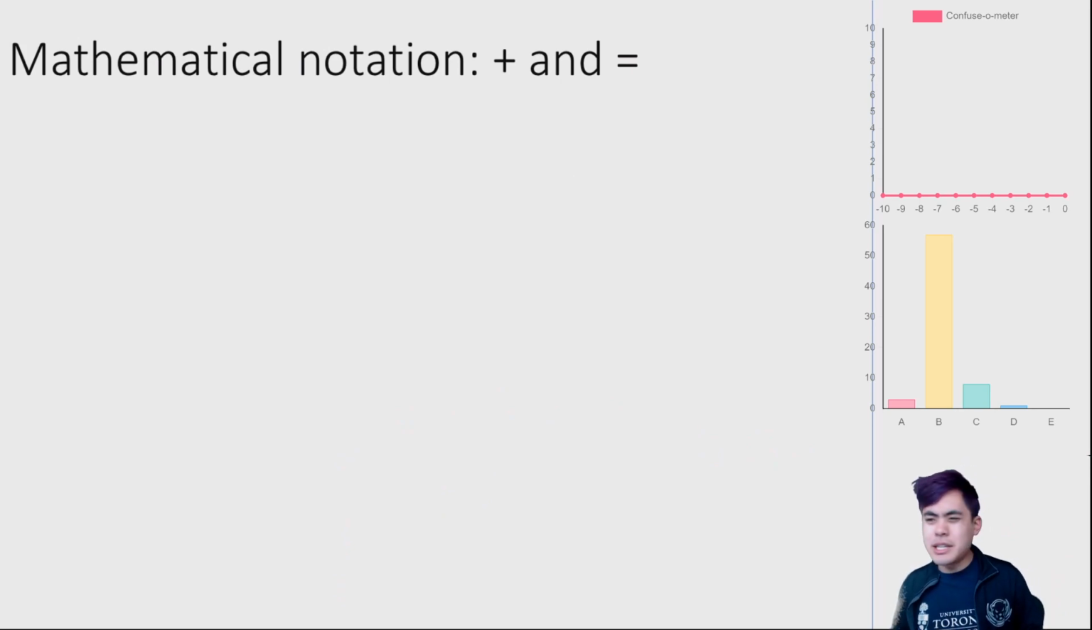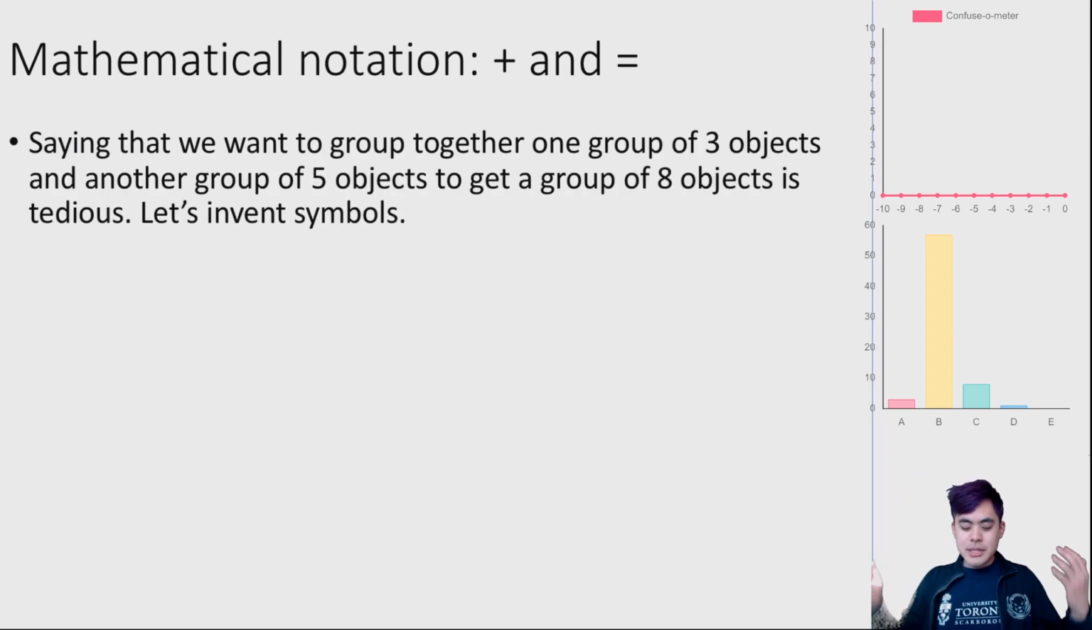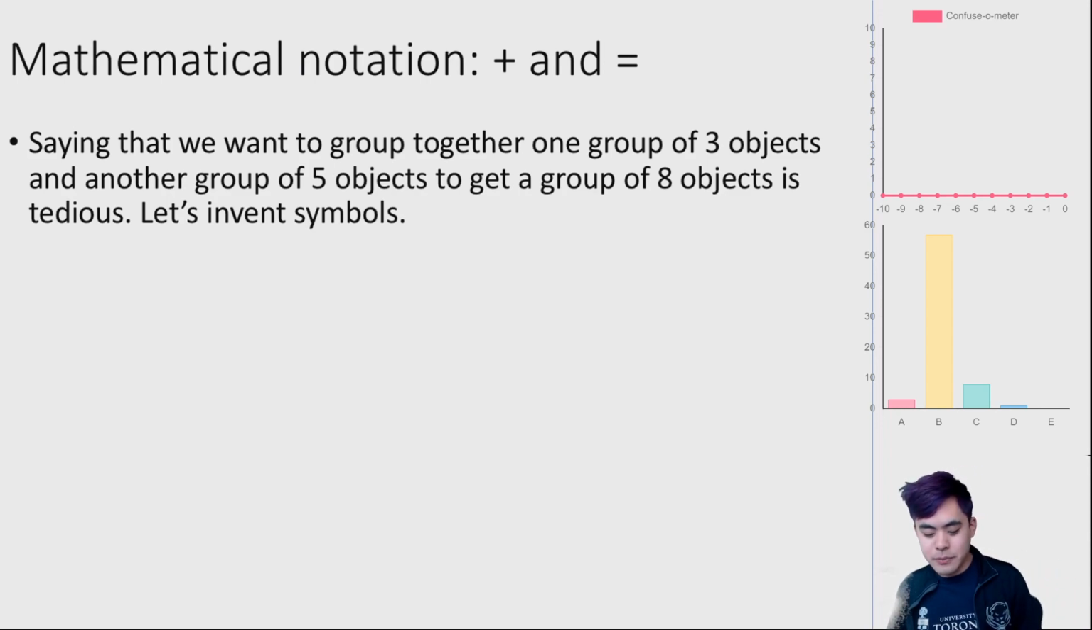Well, not quite then, because you might want to figure out how to communicate this to a friend of yours. So how do you write these things down? Well, saying that we want to group together one group of 3 objects and another group of 5 objects is kind of tedious. So what we can do instead is invent symbols.